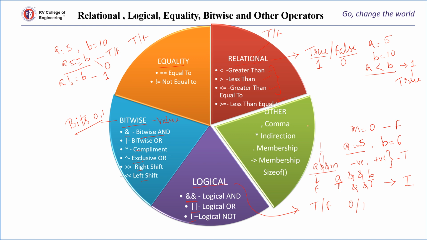The other operators are the comma operator, used to separate the various tokens and operations, the indirection operator and the membership operators, which are with respect to pointers, and the sizeof operator, which is used to check the size of a data type.